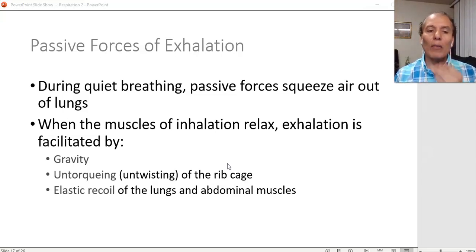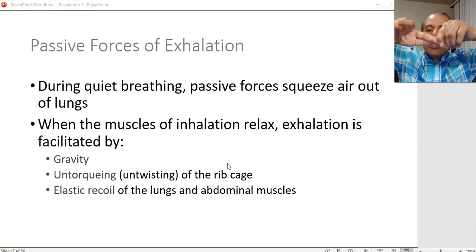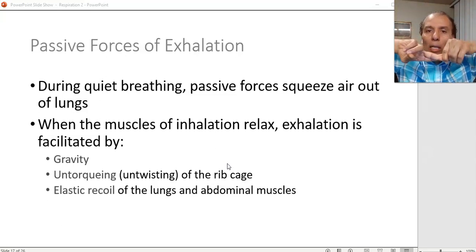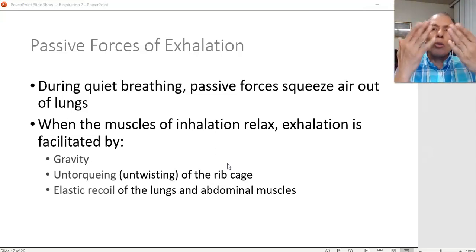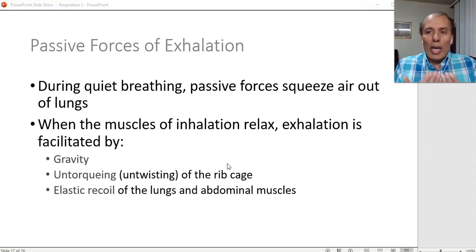The second passive force is the untorquing process. Remember, when the cartilage segments are twisted upward, when the muscles relax, the torquing is going to be reversed. So the chondral segments of the ribs will untorque. They will snap forward and down, and they will pull the front of the thorax down and in. So that will contribute to compressing the thorax and the lungs.